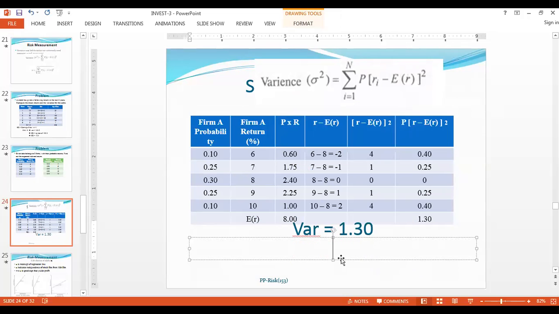Can you calculate the standard deviation? Standard deviation is going to be the square root of 1.30. How much is it? 1.14. That is your answer.